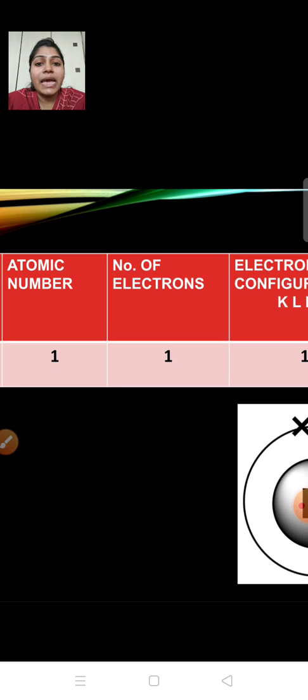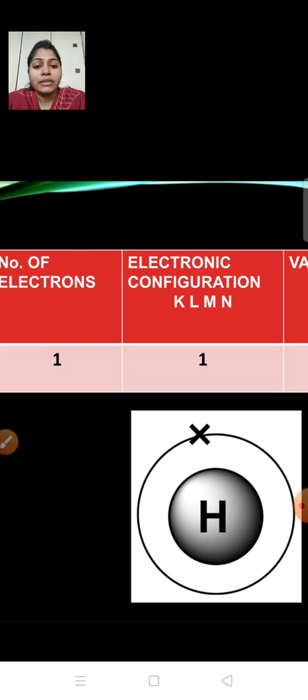Right? Now when I say an atom is neutral, it means that it will have equal number of protons and equal number of electrons. So if atomic number is 1, then even the number of electrons will also be 1. Now then we have electronic configuration. It means the arrangement of electrons, how electrons are arranged in shells, that is K, L, M, N and so on.